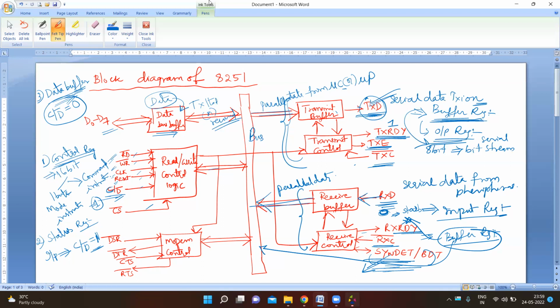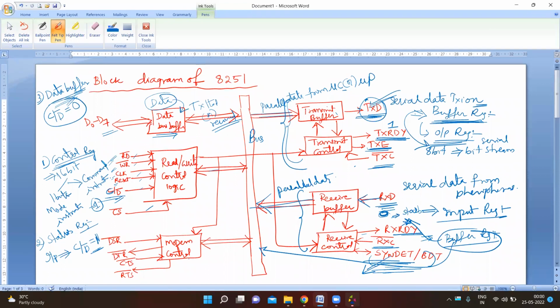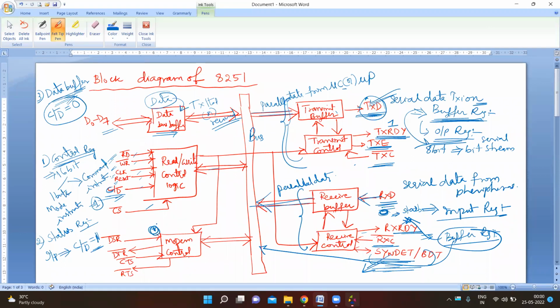This is the modem control. These lines are input lines and output lines. It also selects the data rate. DSR is the data set ready; when it is low, the 8251 is ready to send data. DTR is an output signal, data terminal ready. All these are active low signals, so when it is low, the 8251 is ready to send data to the terminals.